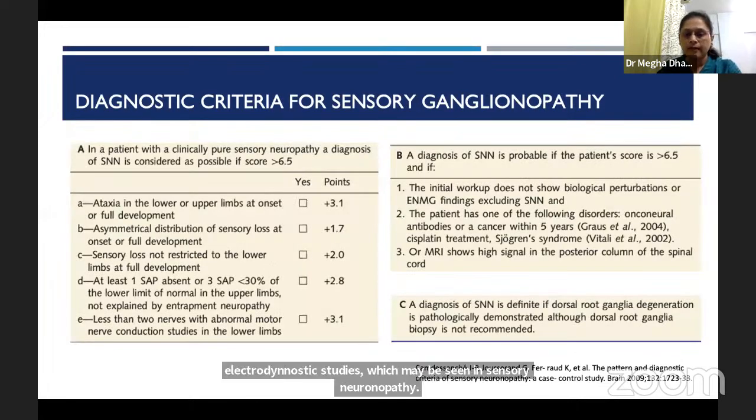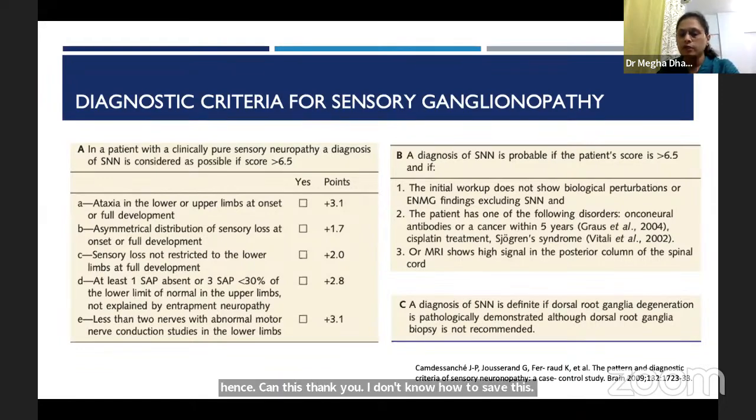So hence, Camdessanché, I don't know how to say this, he did a very nice case control study. It was a nice paper published in Brain 2009. So he put up a scoring system and put up a diagnostic criteria for sensory ganglionopathy.